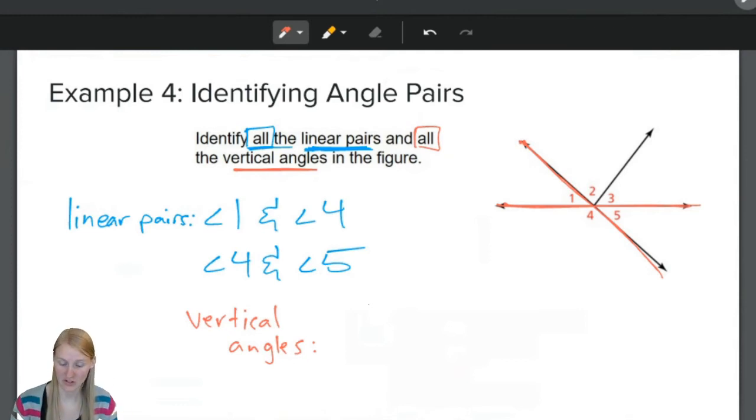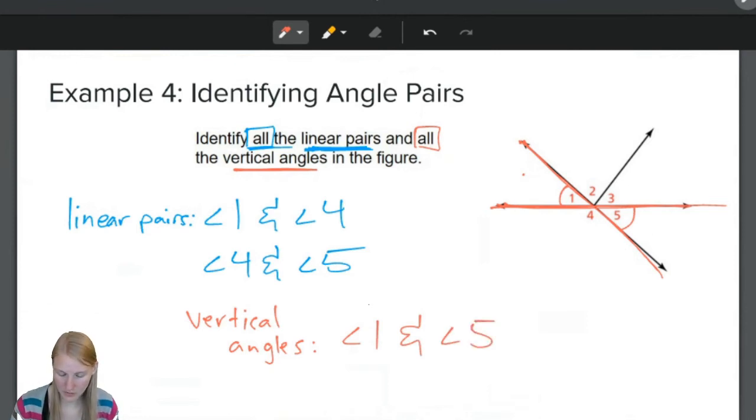So this is a ray, remember? Because it starts here. It starts at the middle of all this and goes off in that direction. That is a ray, not a line. Lines extend forever in both directions. They have the arrows on them. So, because these are the only lines, this is the only place where I'm going to have vertical angles. So I see that 1 and 5 are opposite on this V right here. So angle 1 and angle 5 are vertical angles.